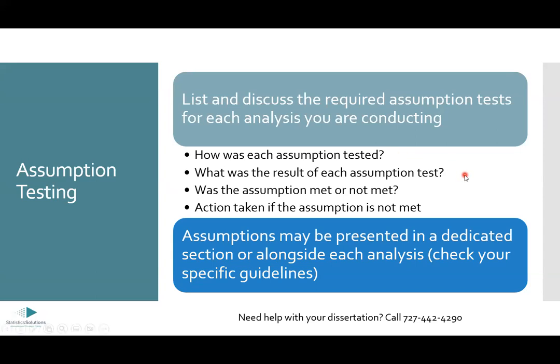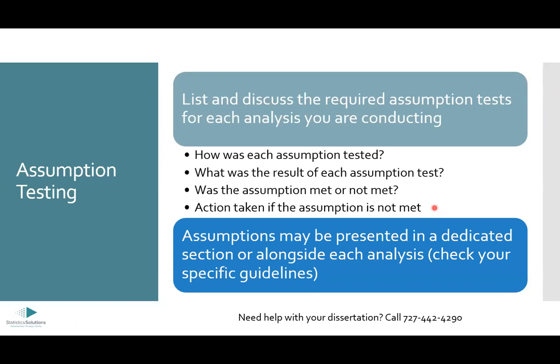Then you'll want to explain what the result of that assumption test was. So was the data normal? Was it not normal? If there were outliers, how many were there? Through that, you'll explain if the assumption was met or not. And then you'll want to explain any actions that you're taking if the assumption is not met. For example, if there were outliers in your data, is it appropriate for you to move forward with the statistical tests? That'll just depend on the test that you're doing. Sometimes it's okay. Sometimes you may need to manipulate the data.